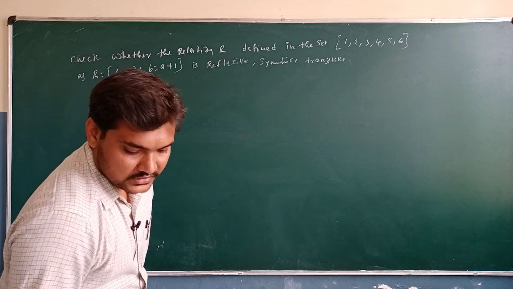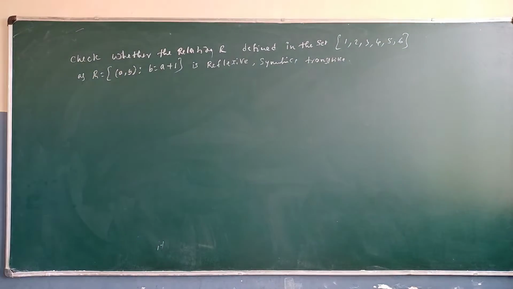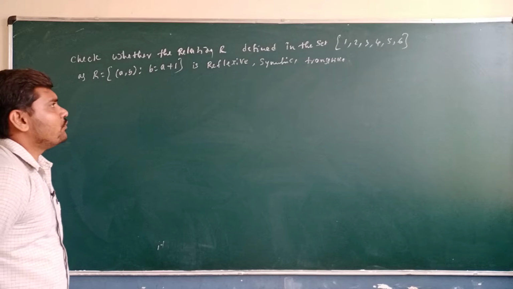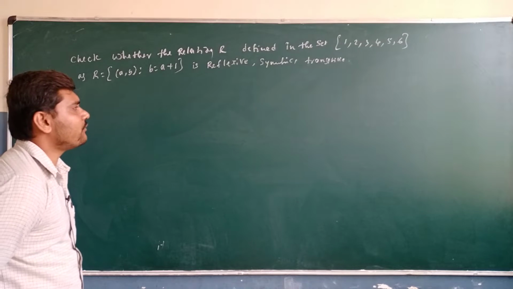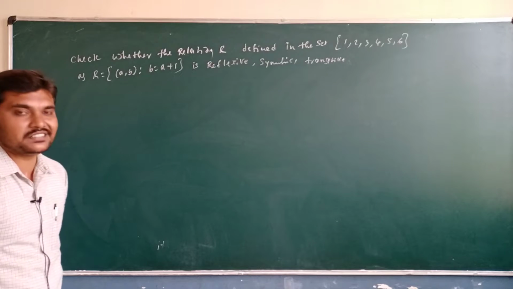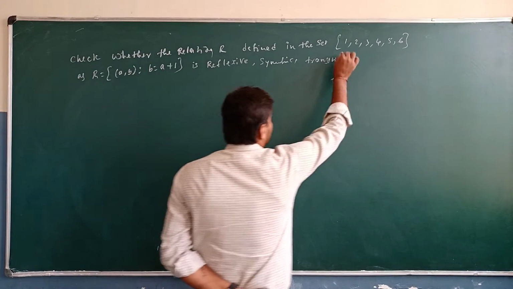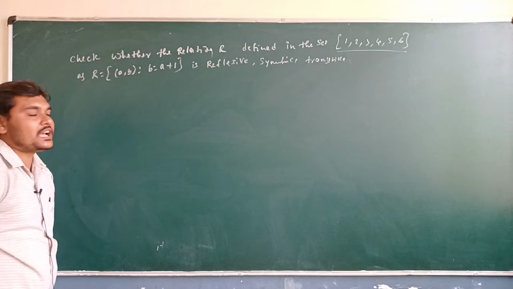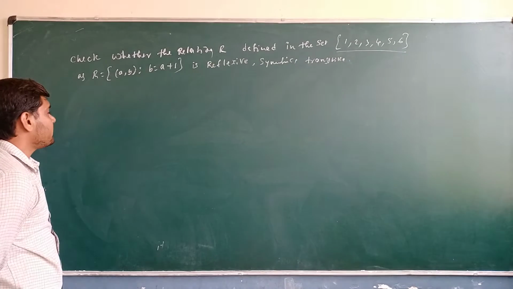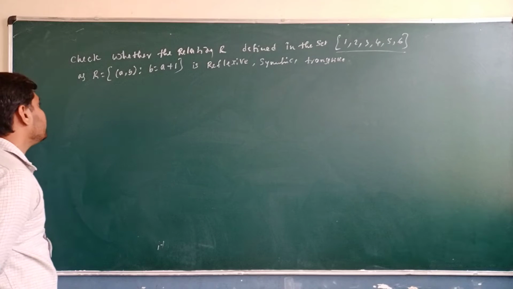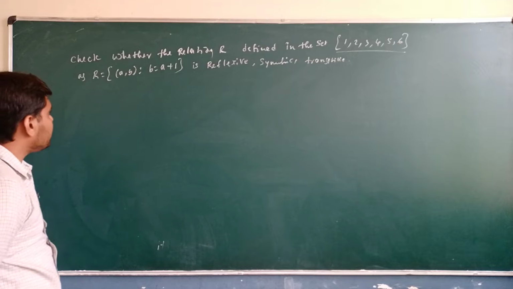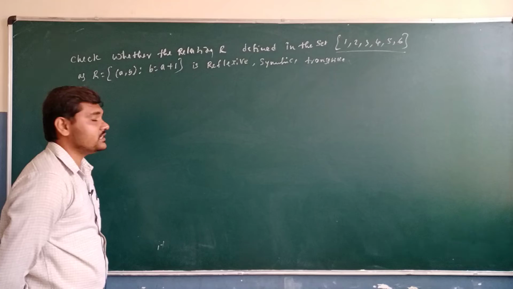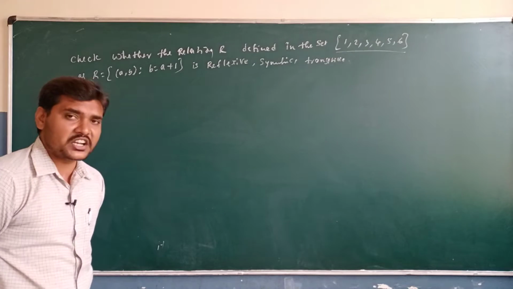So try to understand the problem here. Check whether the relation defined in the set 1, 2, 3, 4, 5, 6. That's the given set. Suppose I am taking this set as A is equal to 1, 2, 3, 4, 5, 6, and they have given a relation R in such a manner that R is equal to (a, b) such that b is equal to a plus 1. So we need to check whether the relation is symmetric, reflexive, transitive.